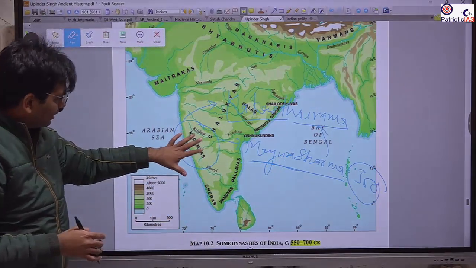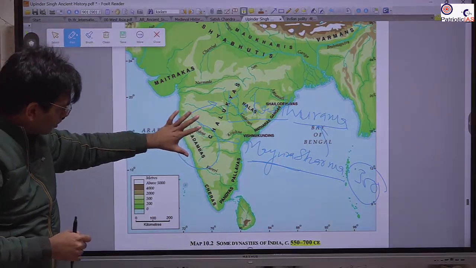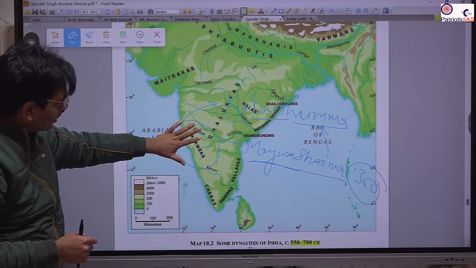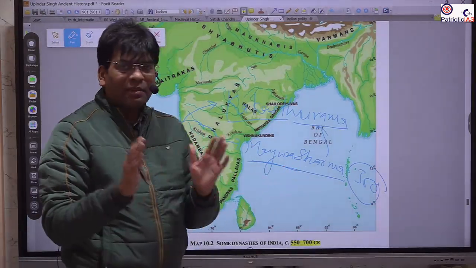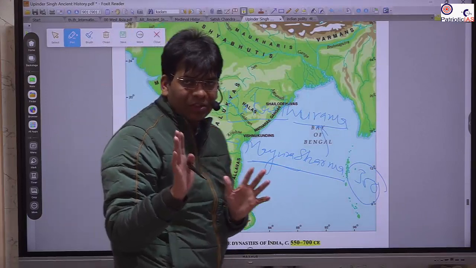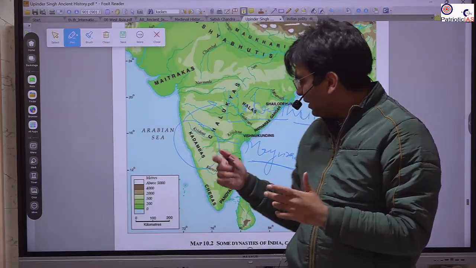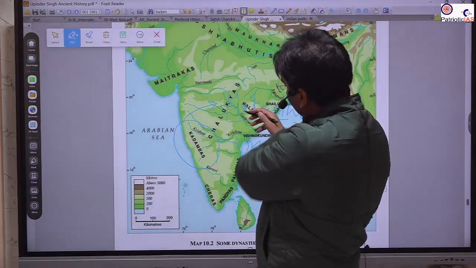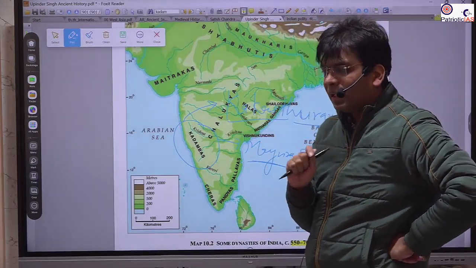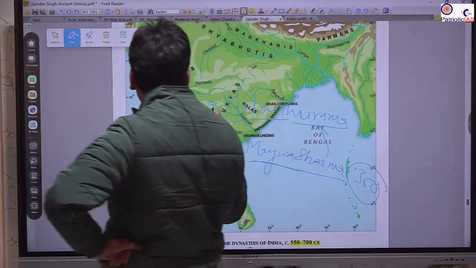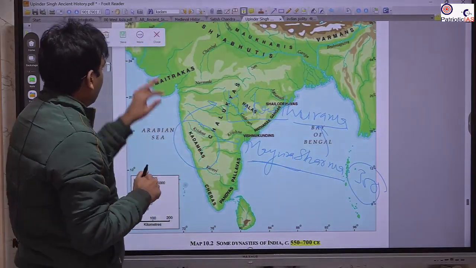So you should know this is more than sufficient, if you know the region where they belong and who was the most important ruler. The main rule was from 350 to 550. Later they became subsidiaries, particularly feudatories of the Chalukya. They became a very small kingdom, working under the sovereignty of the Chalukyas.